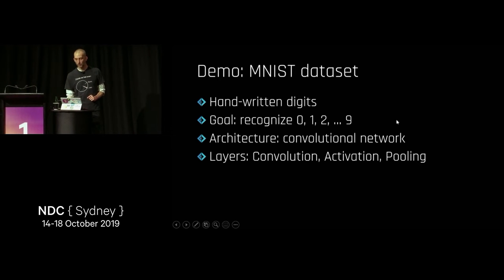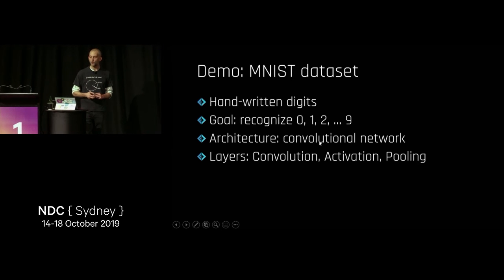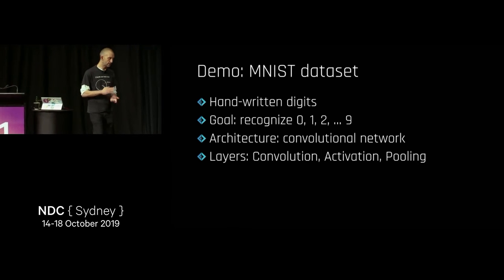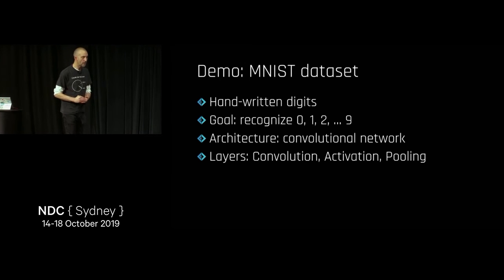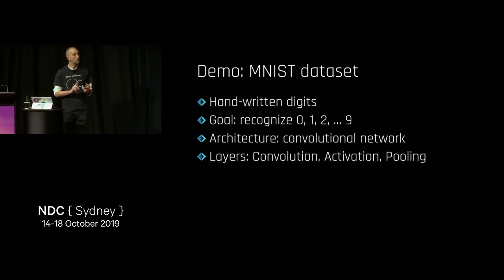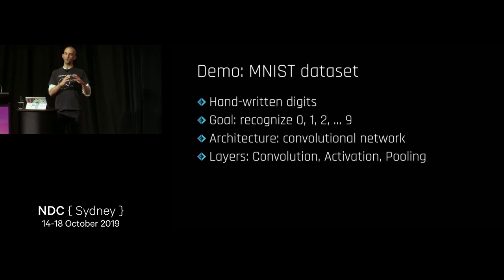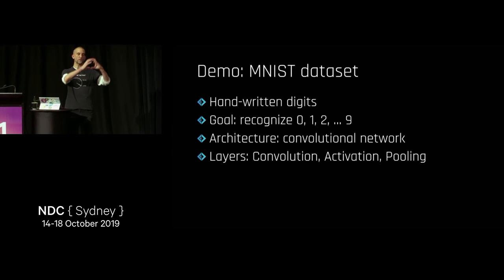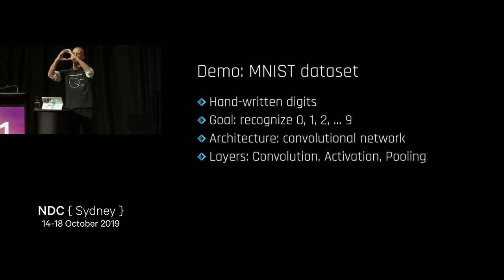The architecture we're going to use is what's known as a convolutional network. This is a stack of layers, 3 types of layers. A convolution is similar to the type of filter described before. A convolution is a filter which is going to scan an image and ask, did you find this pattern somewhere in the image?